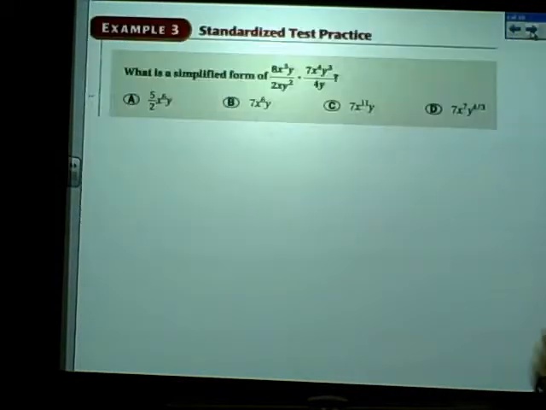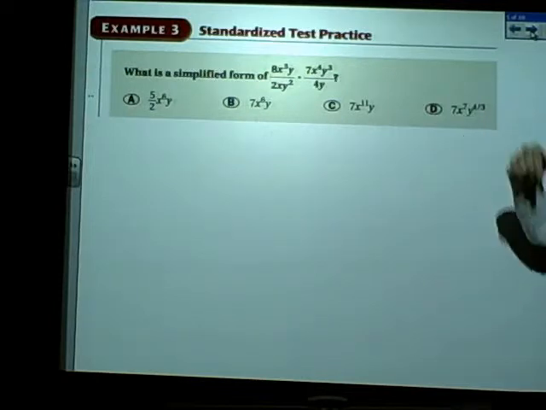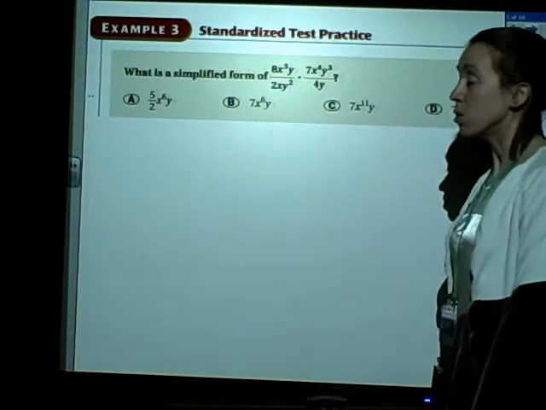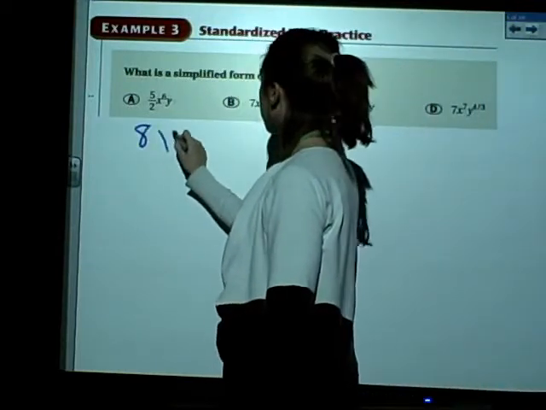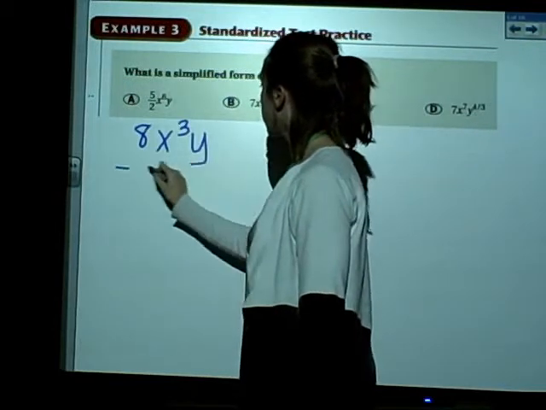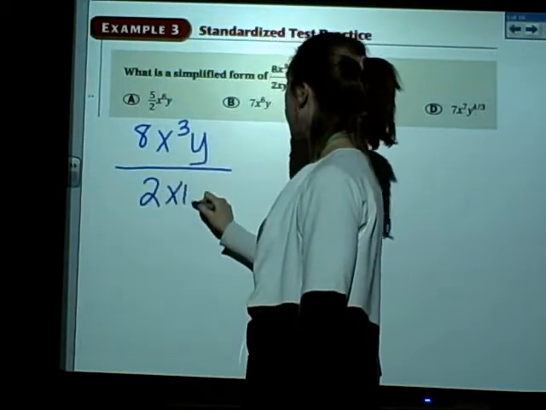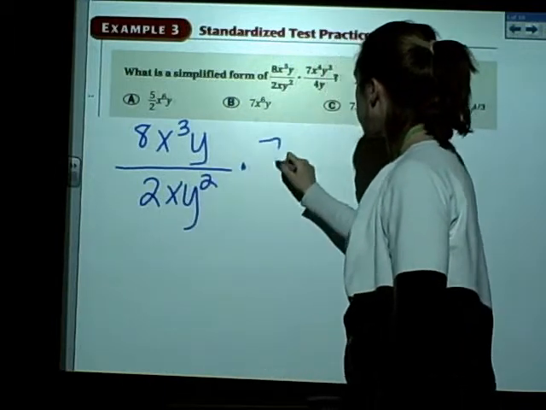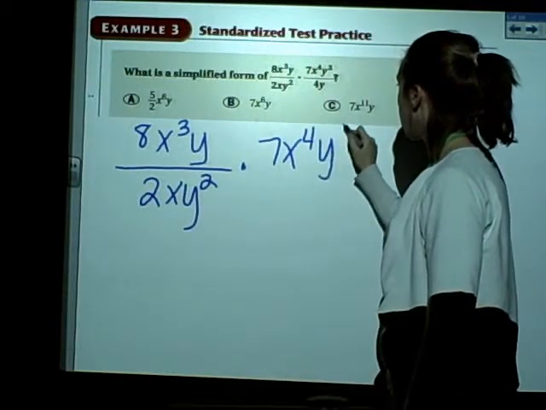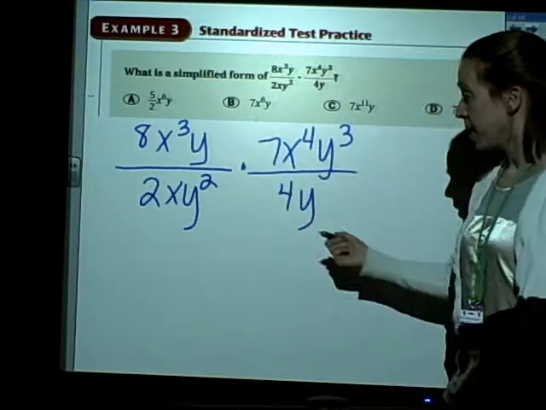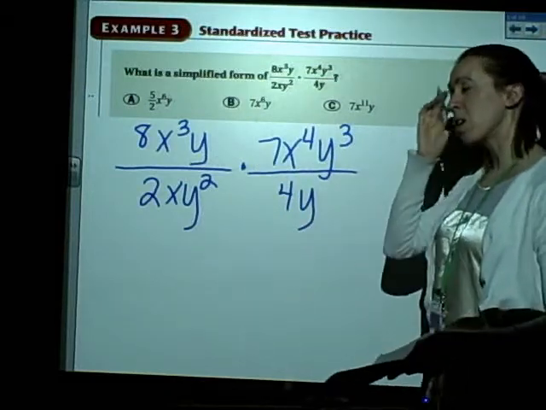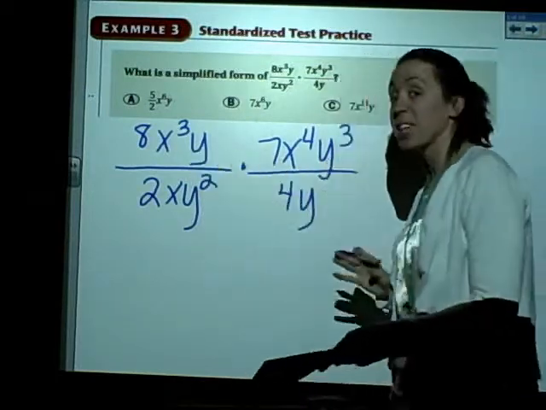So for you guys, we have a problem like this. We want the simplified form of 8x to the third y, and you can see all that stuff there. So what we're going to do is treat it just like a regular fraction. We're going to multiply straight across. We're going to go 8x to the third y over 2xy squared times 7x to the fourth y to the third 4y. We're going to multiply straight across. And I got to keep my numbers straight, and remember, when I multiply exponents, I have to add them.